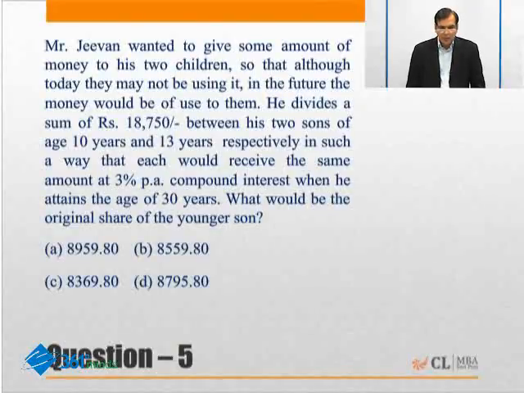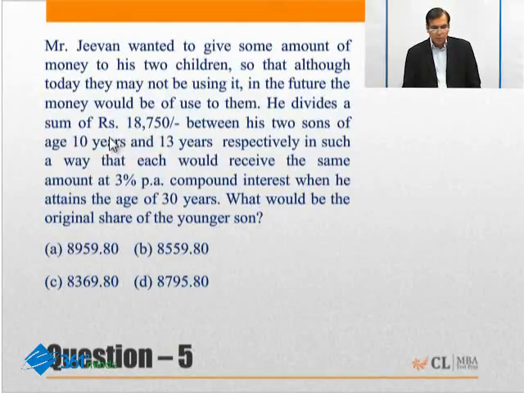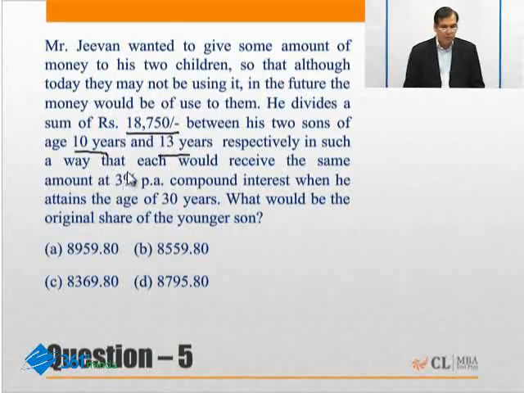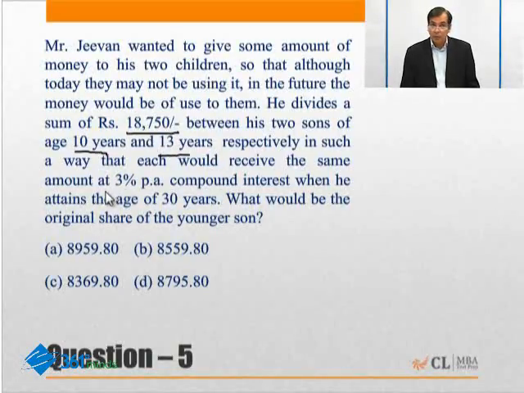Next question. Mr. Jeevan wants to give some amount of money to his 2 children so that although today they may not be using it, in future the money would be of use to them. He divides the sum of rupees 18,750 between his 2 sons aged 10 years and 13 years, in such a way that each would receive the same amount at 3% per annum when they achieve 30 years of age. How many years are required for the first person?